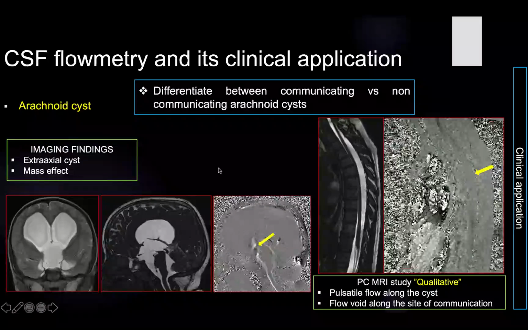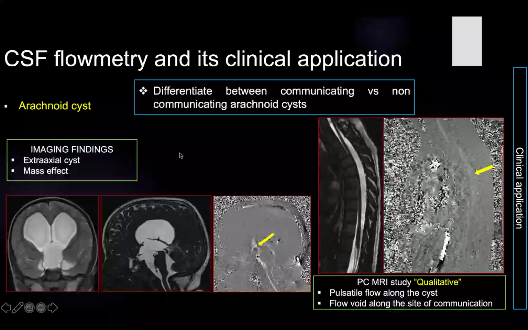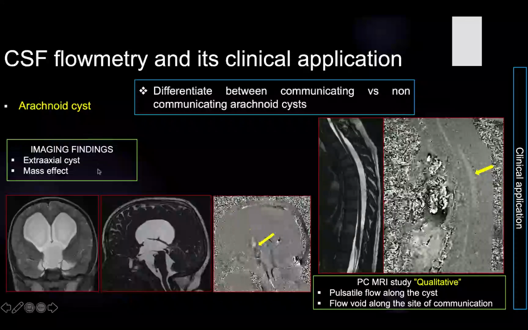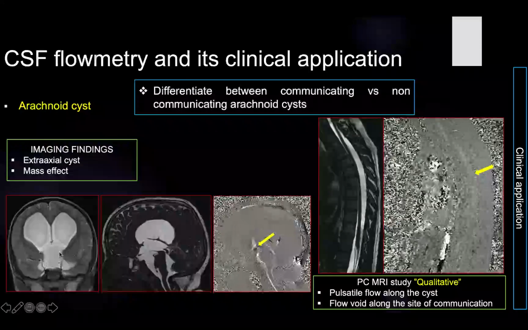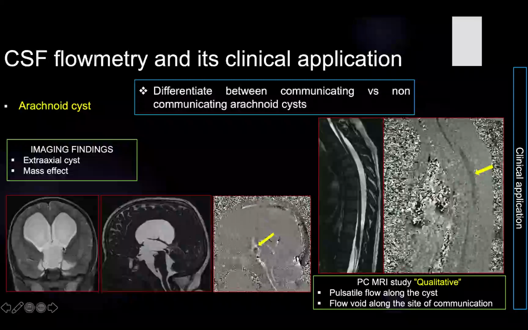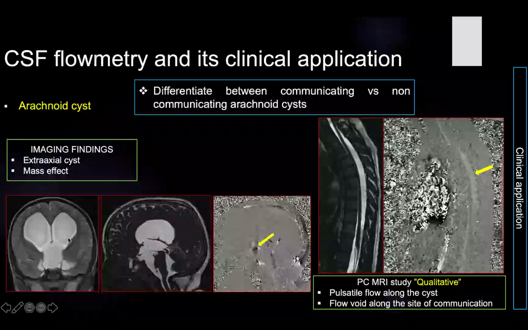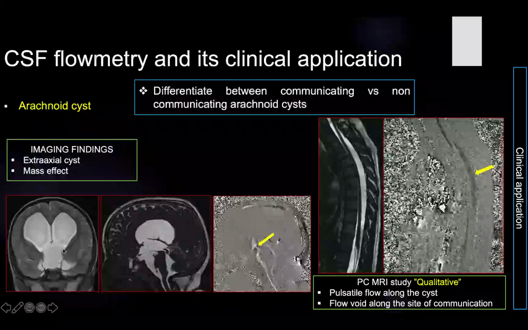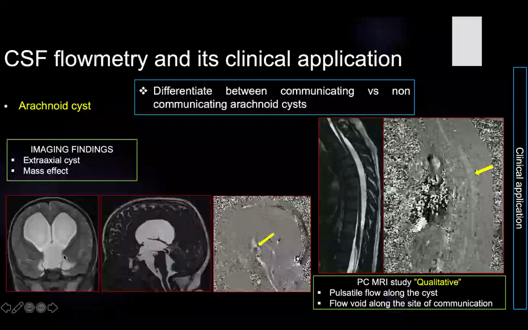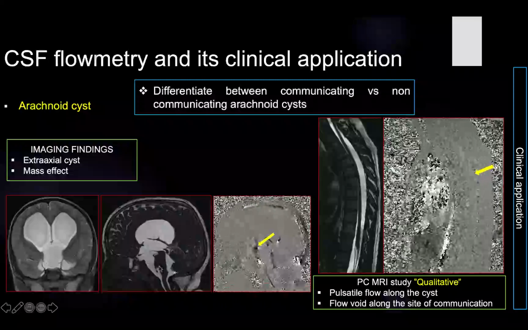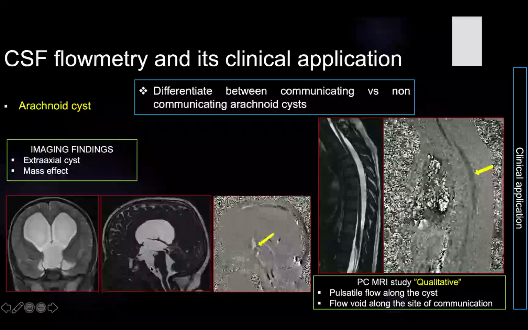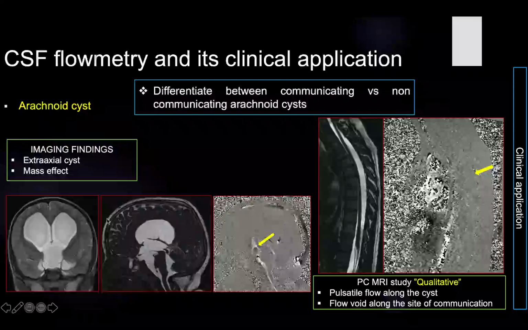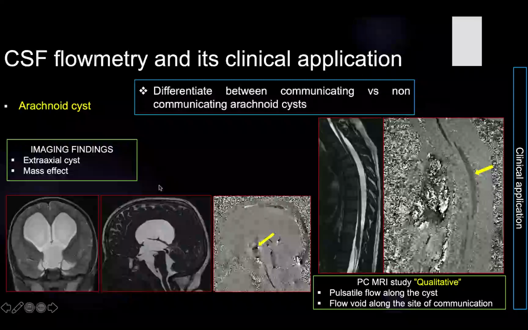The fourth application is in the arachnoid cyst. We know about the arachnoid cyst. They are extra-axial cystic lesions that have a mass effect on the surrounding structures. But it is important to know if this arachnoid cyst is communicating or not with the extra-axial spaces, if this cyst will be managed surgically. Preoperatively, it is very important.